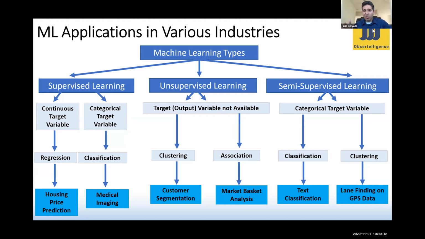But let's say in supervised learning, your output could be yes or no, true or false, could be a classifier, which means now you're building a classification model. So you can build a supervised regression model or a supervised classification model, depending on what you're trying to accomplish, depending on what the goal is.